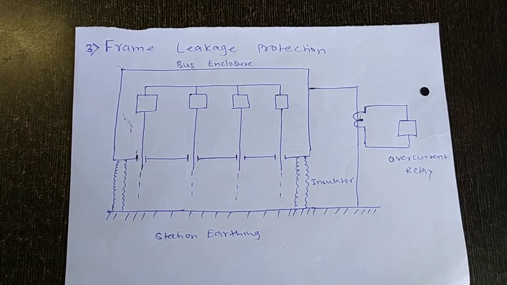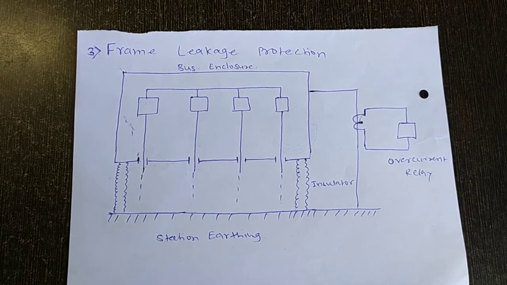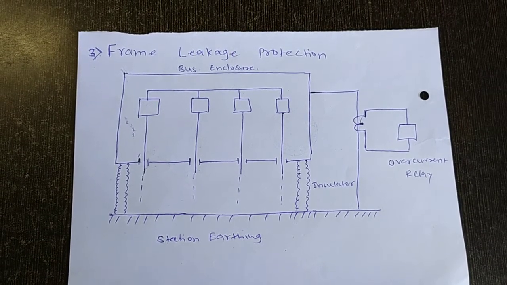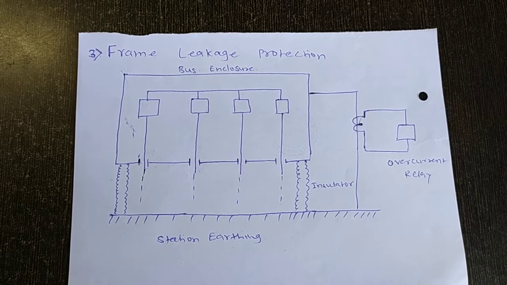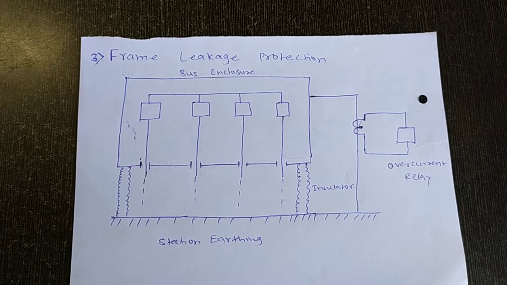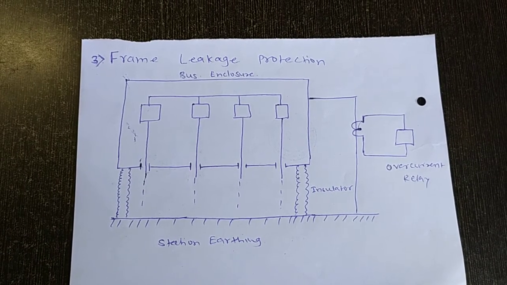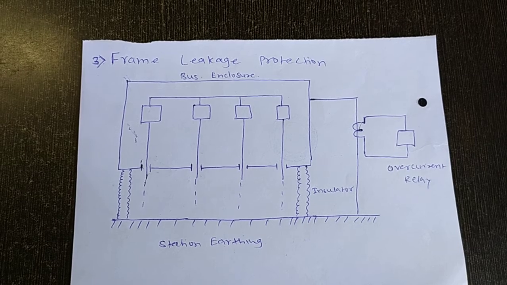Whenever an earth fault takes place, the current flows through the CTs and through the relay, and the relay operates and protects the bus bar from the earth fault. Thank you friends. These are the different schemes for the protection of the bus bar.